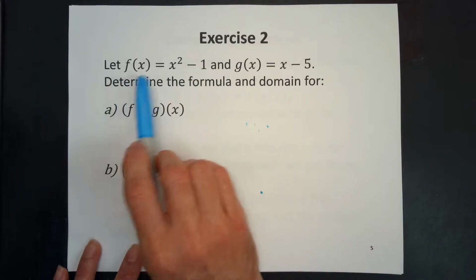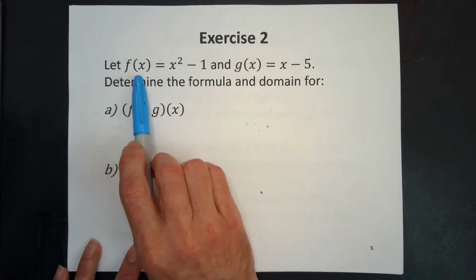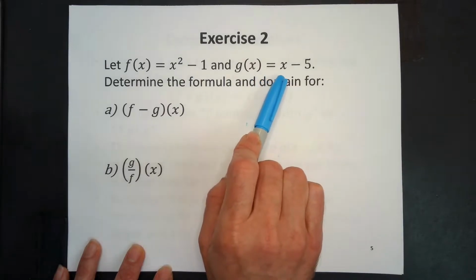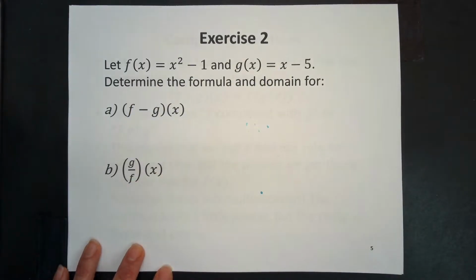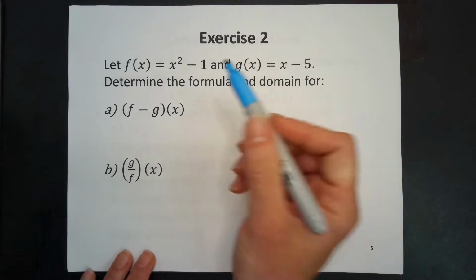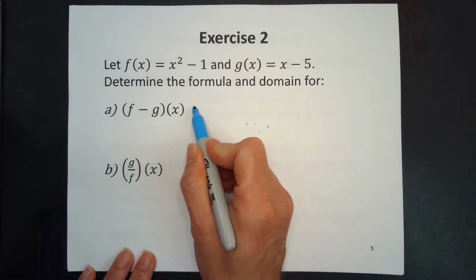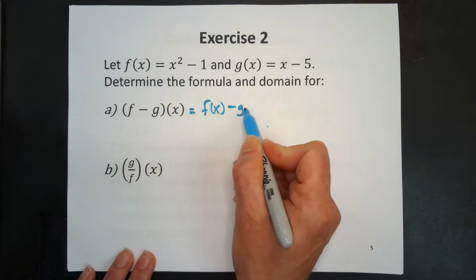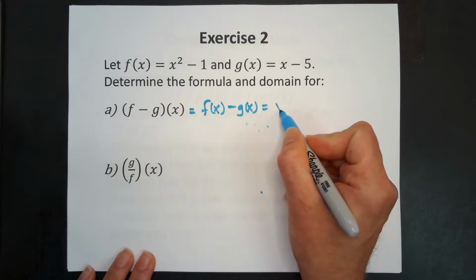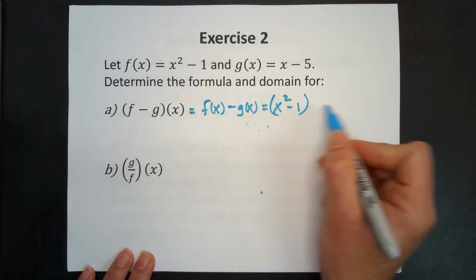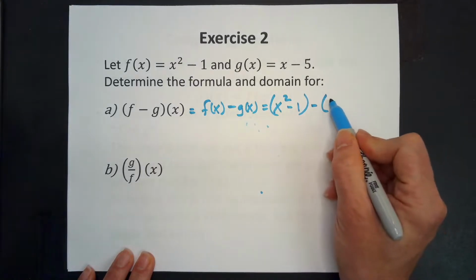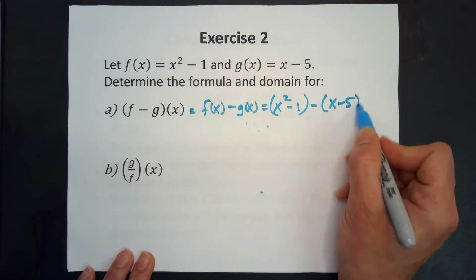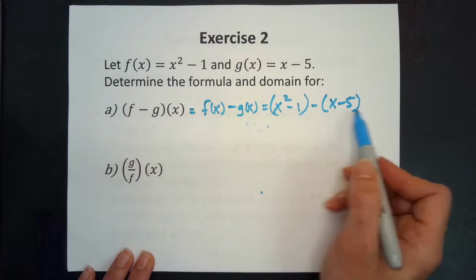Next, in the second exercise, it wants us to let f of x equal x squared minus 1 and g of x equal x minus 5, and we want to determine the domain and the range for those. So here we're subtracting, so we have f of x minus g of x. That's going to be x squared minus 1, good idea to put these in parentheses, minus, and it's required here, minus my g of x, which was x minus 5. So I just made those substitutions for f of x and g of x.